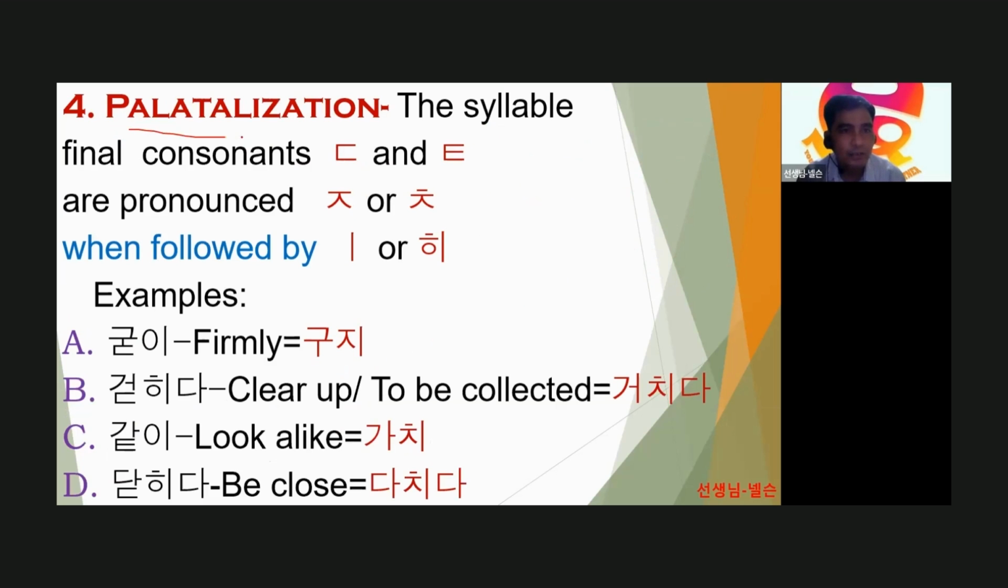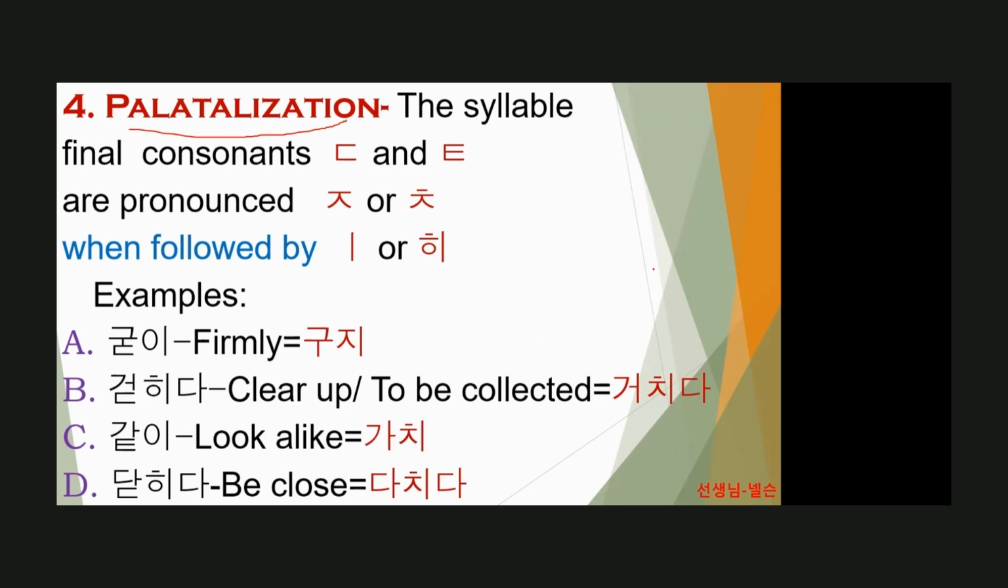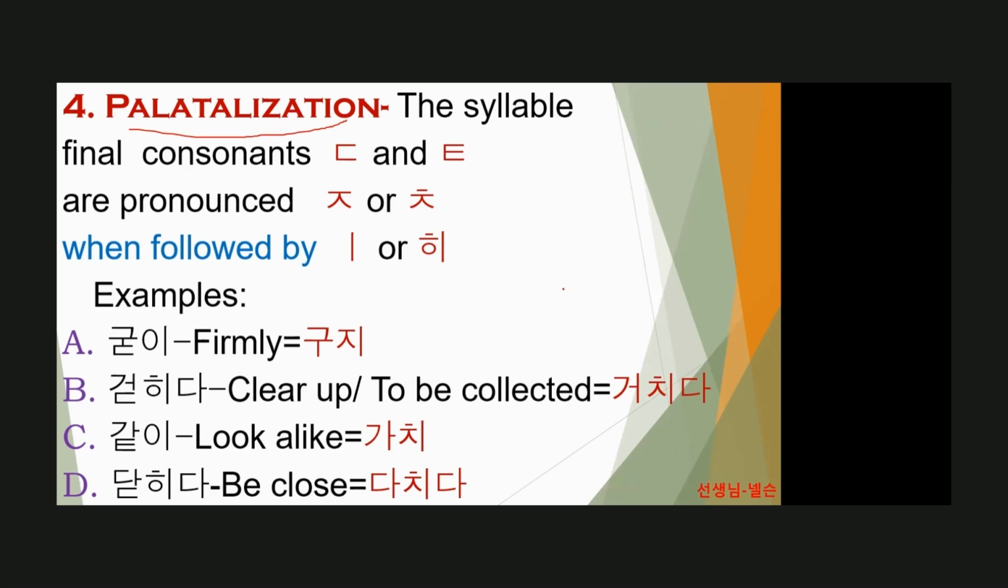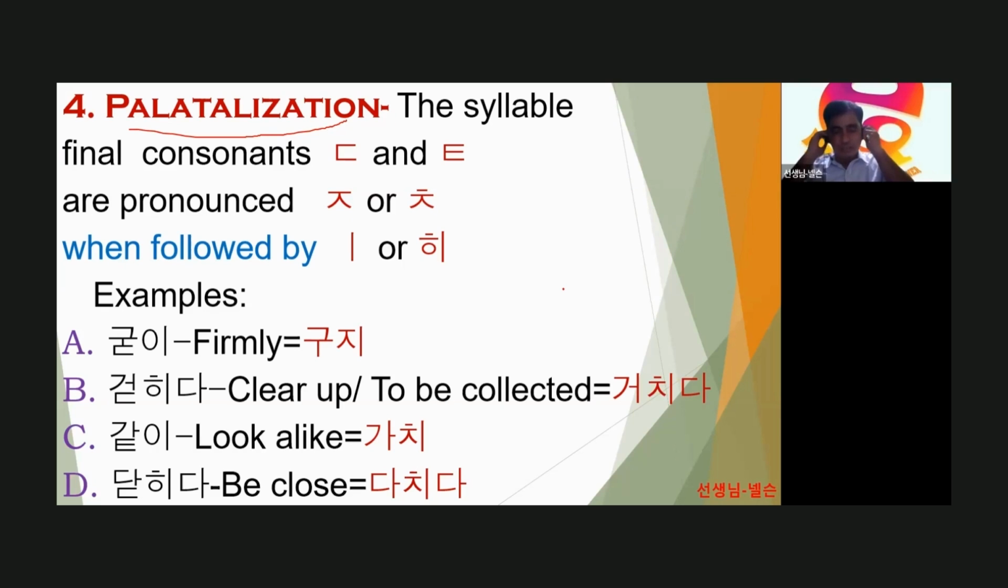Kindly read this one, Miss Cyril. Palatalization: the syllable final consonants digot and tiot are pronounced as ji or chi when followed by e or he. Thank you. You don't need to memorize this.